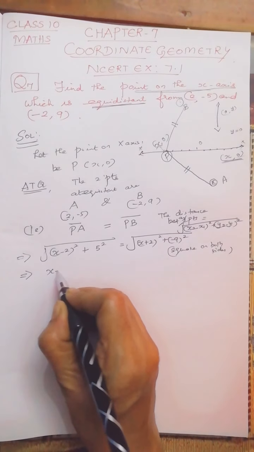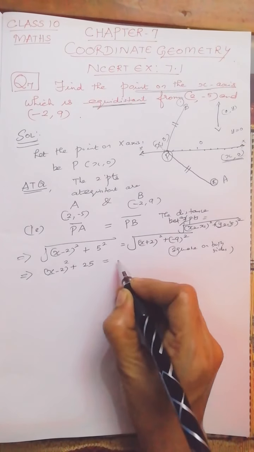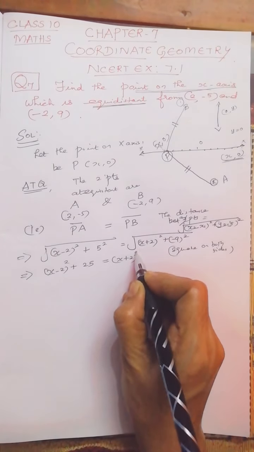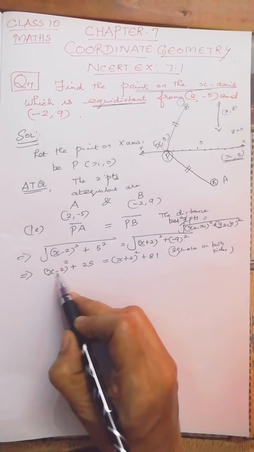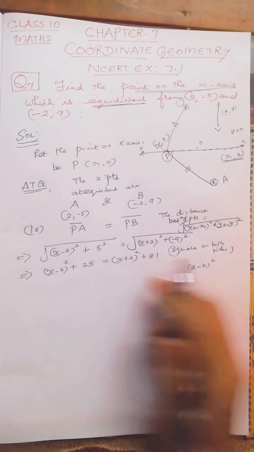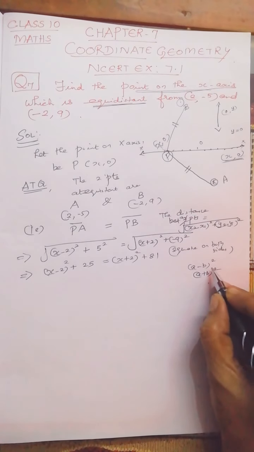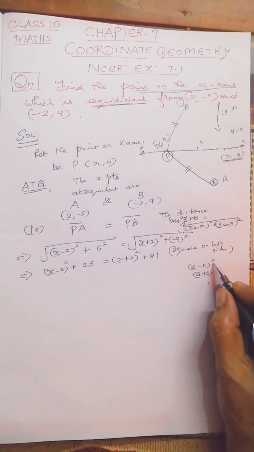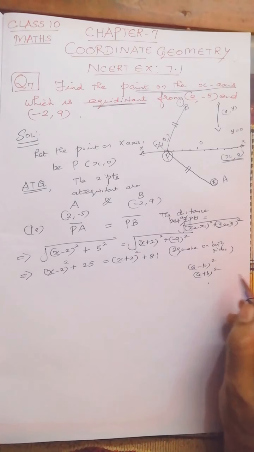So that is (x minus 2) the whole squared plus 25, equal to (x plus 2) the whole squared plus 9 squared, which is 81. x minus 2 the whole squared is like a minus b the whole squared, and x plus 2 squared resembles a plus b the whole squared. So we have to recall the algebraic identities. a minus b the whole squared is a squared minus 2ab plus b squared. a plus b the whole squared is a squared plus 2ab plus b squared.